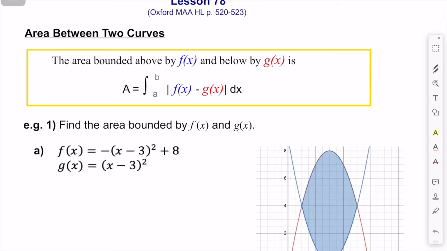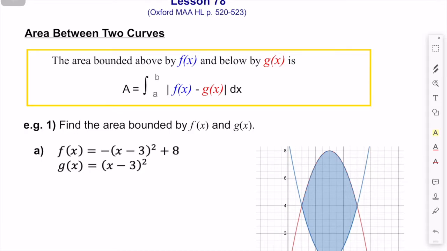In the beginning of lesson 78, you would complete an investigation that will help you to come to this conclusion of how you can find the area between two curves marked by the function f of x, assuming it is above the graph of g of x, between an interval from a to b.